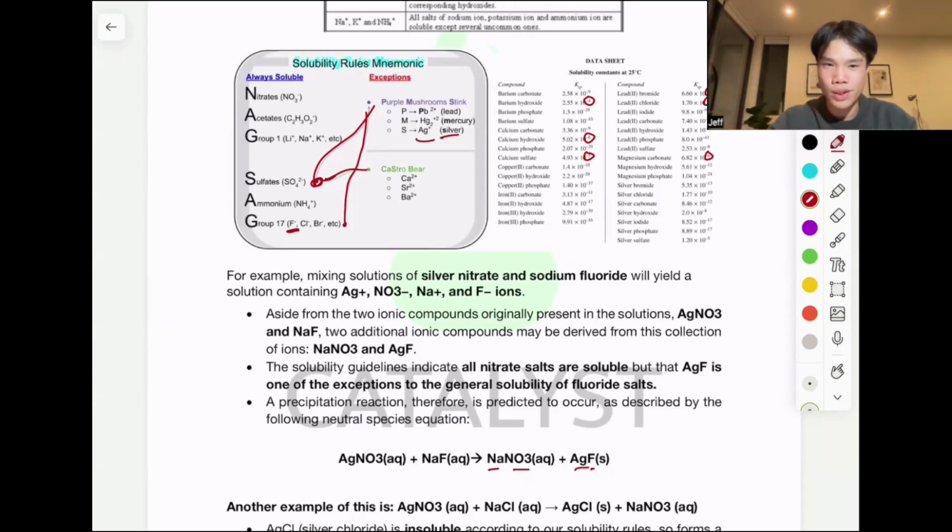You have a set of rules, and you can always figure out if something's soluble or not. Does that kind of make sense? Any questions so far?